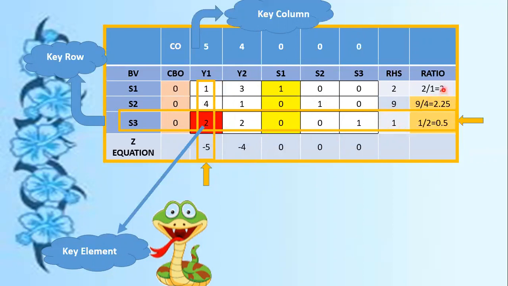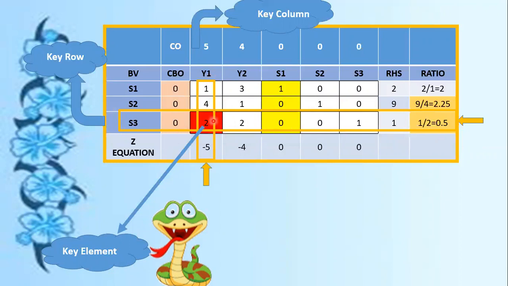In this ratio, you have to select the least positive ratio. You should not consider the negative value nor the zero value. You should consider only the least positive value. Among 2, 2.25 and 0.5, 0.5 is the least positive value. So this becomes my key row.